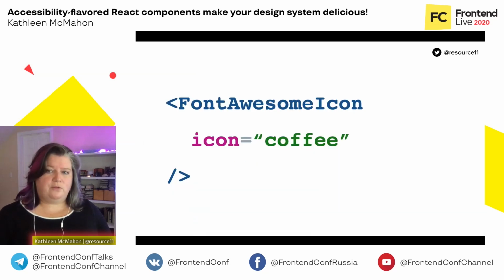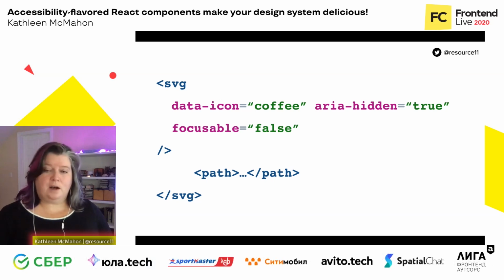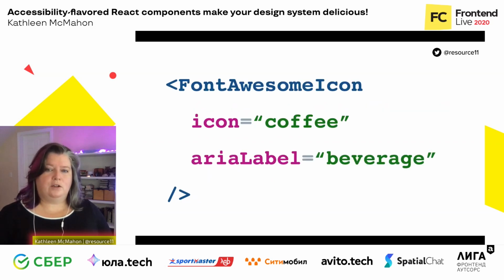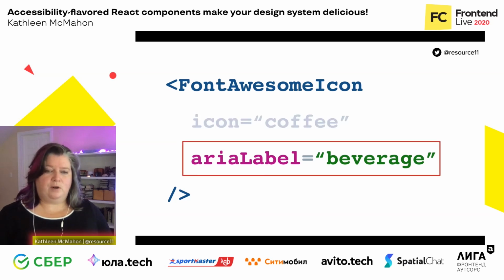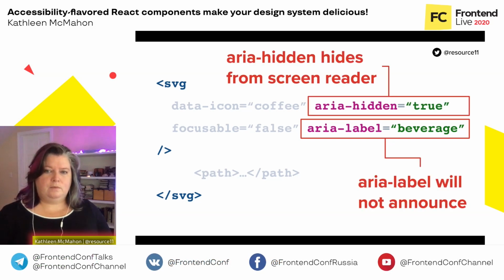It's pretty straightforward to use this component, and it adds the right properties for you under the hood by default. There is a slight bug, however, if you want to use this component as a standalone informative icon. Say you want your icon to announce as a beverage in this case, and you pass in that aria label prop. Yes, that aria label will render to the SVG element. However, because that SVG element already has an aria hidden equals true attribute attached, that aria label will do nothing here.